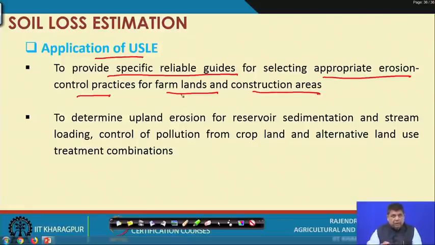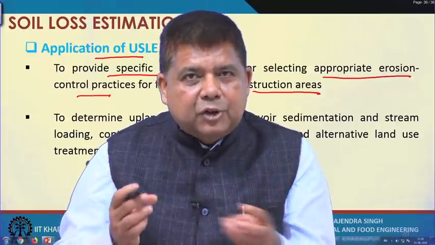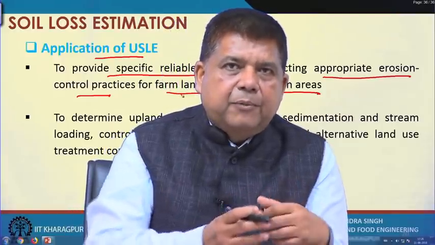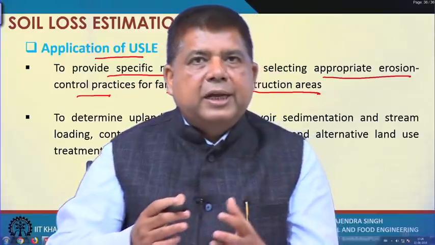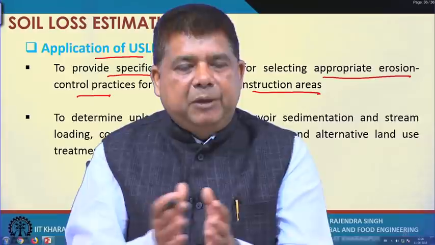So, for example, because we already know that if we adopt a particular crop management factor, if we adopt a particular conservation practice factor, then what should be its value, and under what treatment, what kind of cropping pattern we should adopt, or what kind of conservation practice we adopt. Based on that, the value of C and P will be affected.